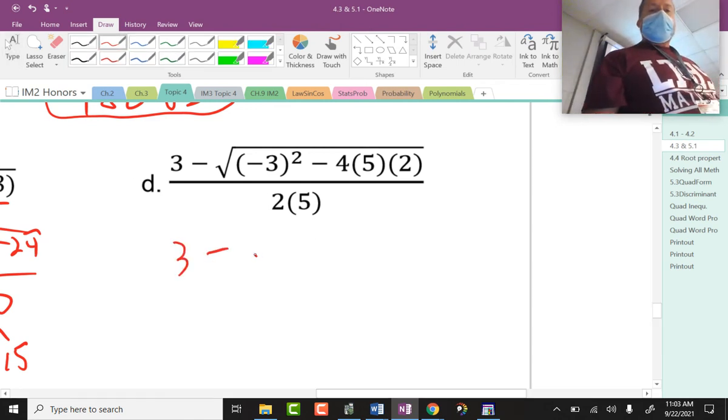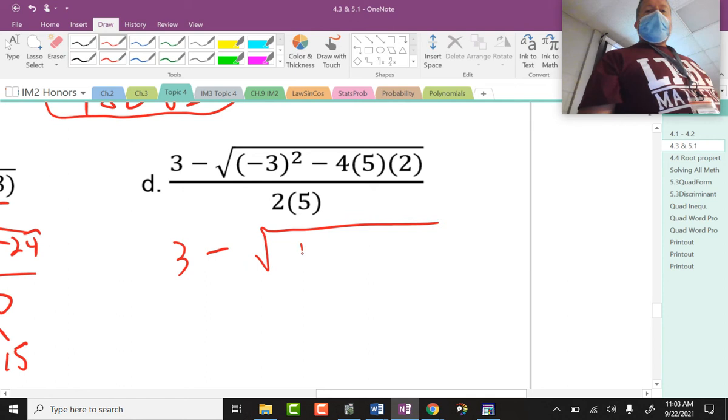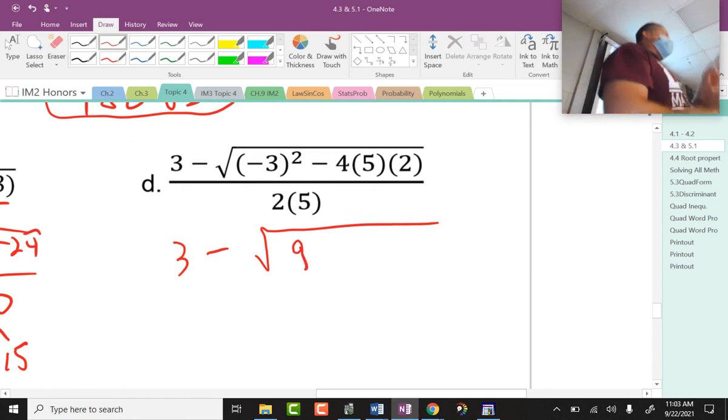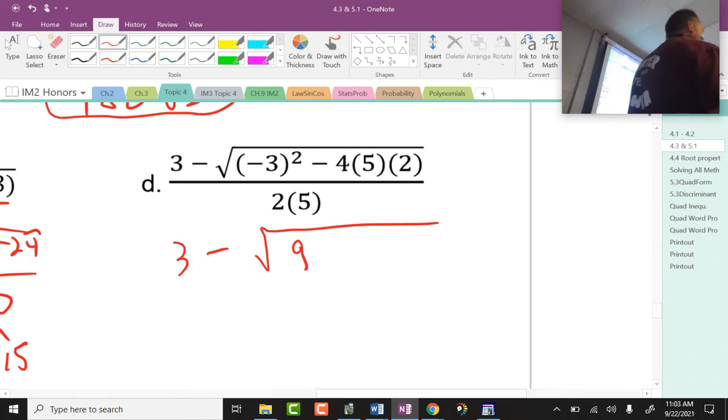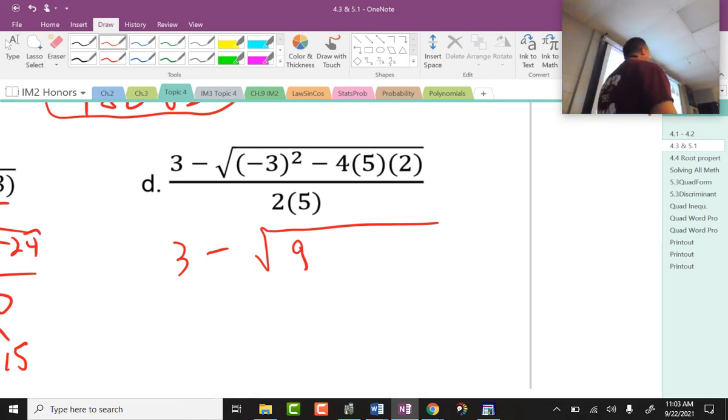3 minus a root, and then this is a 9, not a negative 9, after everything I just covered right there. You probably had your hand up there. Shouldn't I use parentheses around the negative 3? Yes, that's the point. What's your hand up for besides that, maybe?